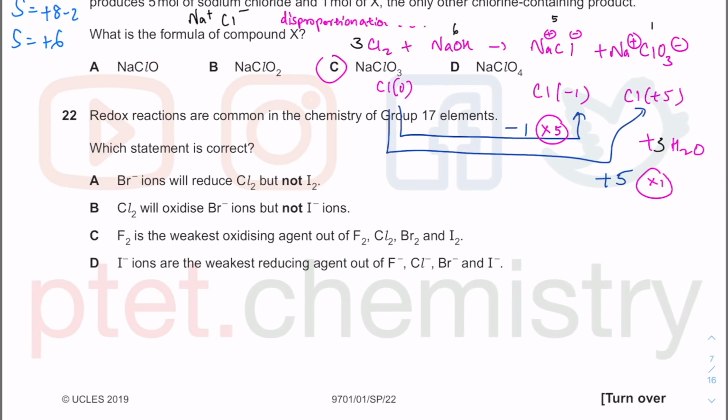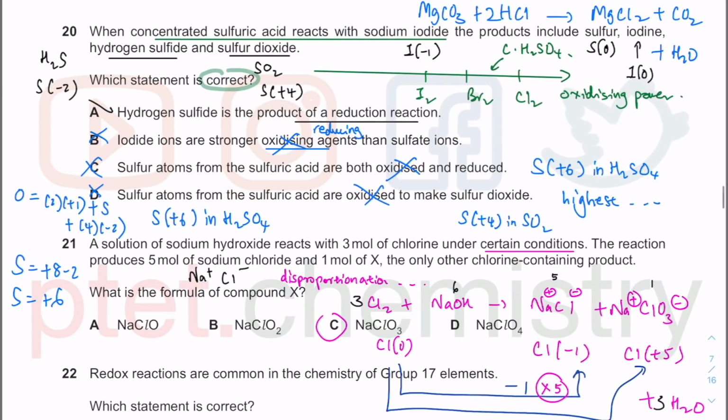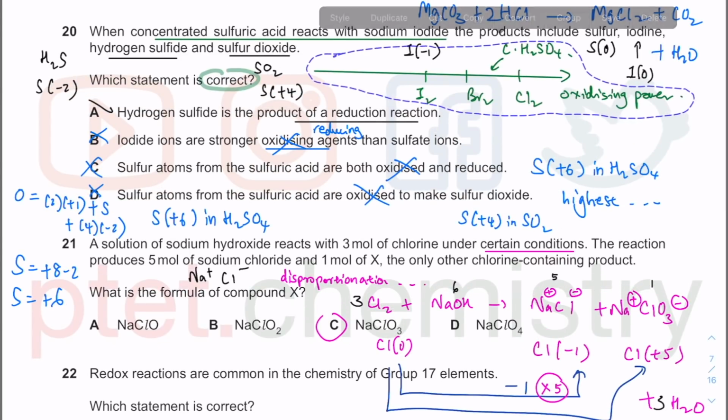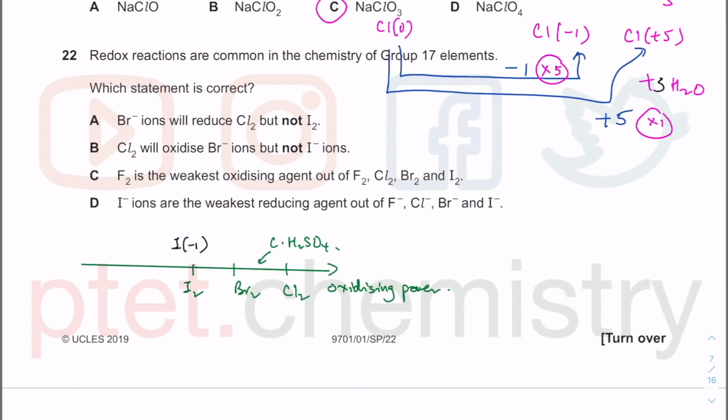Question 22. Redox reactions are common. This is related entirely to what I talked about earlier. It was this chart, well, not a chart really. The oxidizing ability of these halogens. When you go backward, you're talking about the reducing power of the halide. I talk about a lot of this in my topical tutorials as part of the AS level chemistry, so do check out those topical playlists.